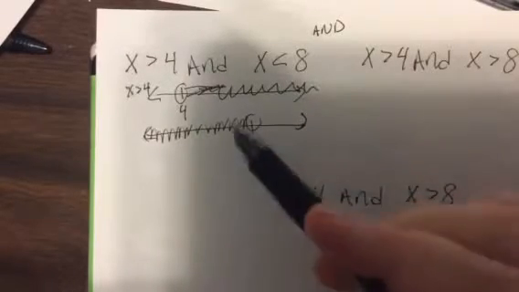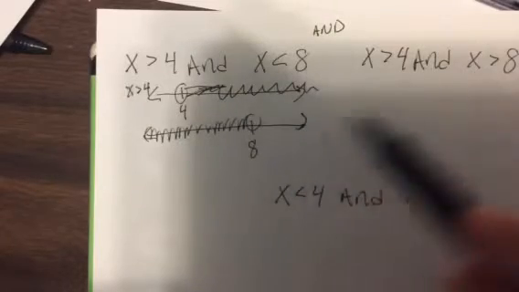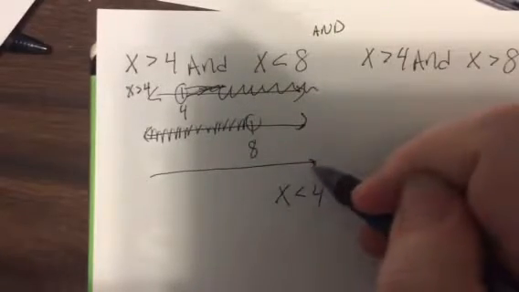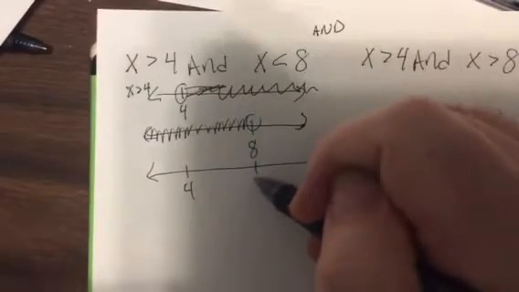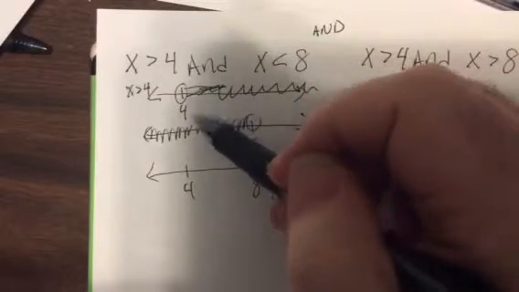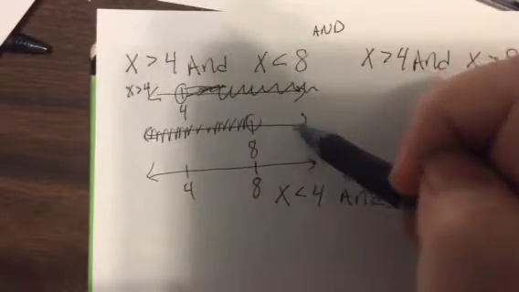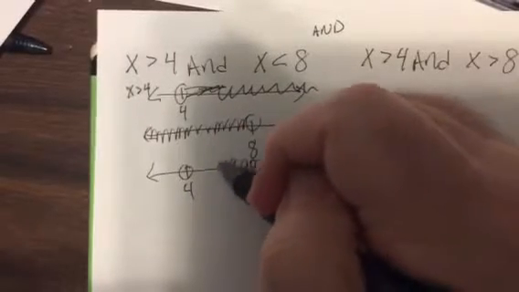Now, if this was an OR, it's not, it's an AND, but if it was an OR, the answer would be all reals because everything is shaded. But an AND, it's where the shading overlaps. Where is there shading on both? And if you see it, the shading on both is right here. Because this isn't shaded, this isn't shaded. So the answer would be everything between 4 and 8.